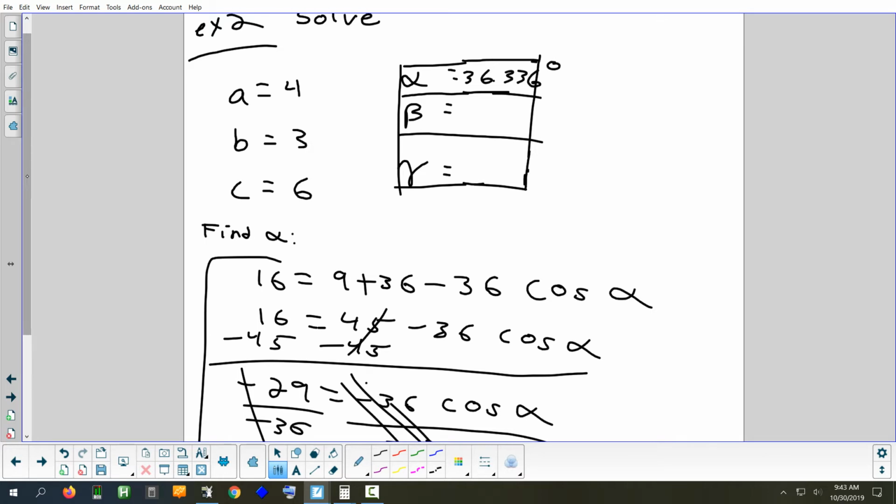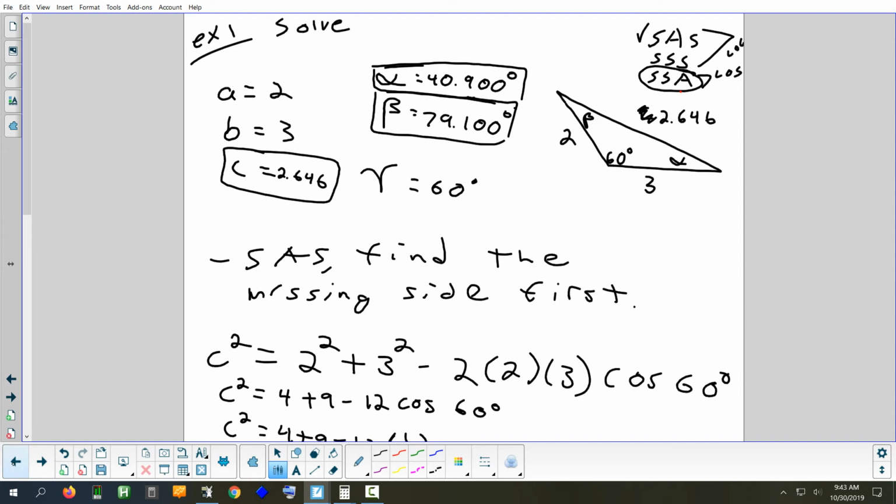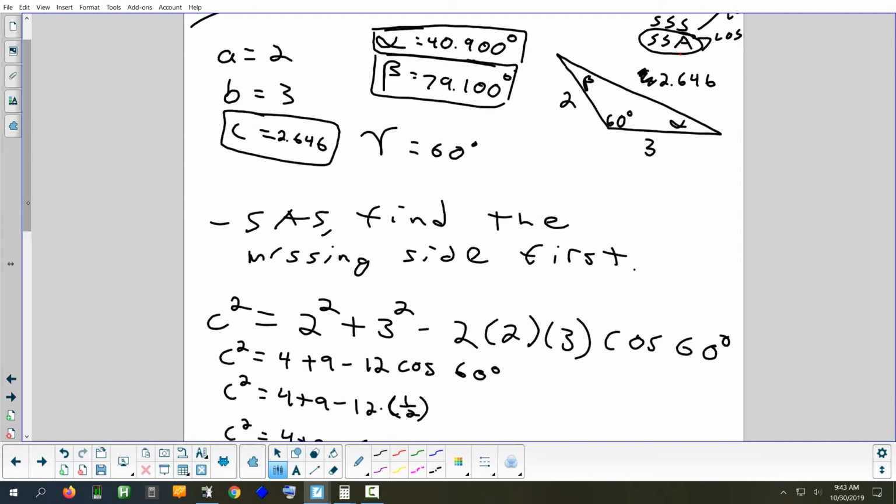Okay, so law of cosines, when you have all the sides, not as much variation because you're doing exactly the same thing twice. Side angle side, you're not. One time you're finding a side, one time you're finding an angle. So you're doing one of each.